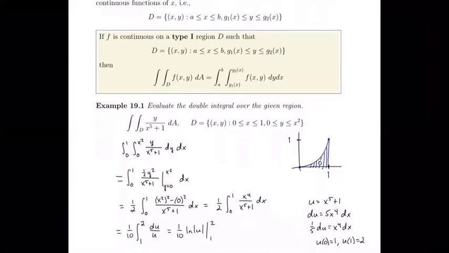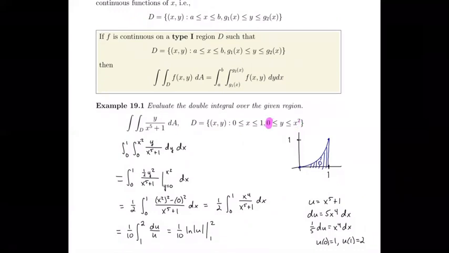Evaluate the double integral over the given region, and our region D is a type 1 region. X ranges from 0 to 1. Those are vertical lines to cut off those boundaries, and the boundaries along the y-axis are 0 to x squared. Nothing says we can't still have a rectangular boundary on one side. That's the 0. And now we have a non-rectangular boundary on the other side. Y has got to be less than or equal to x squared.